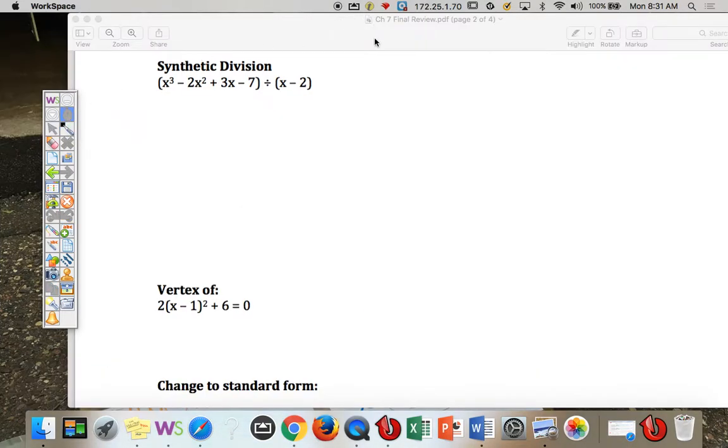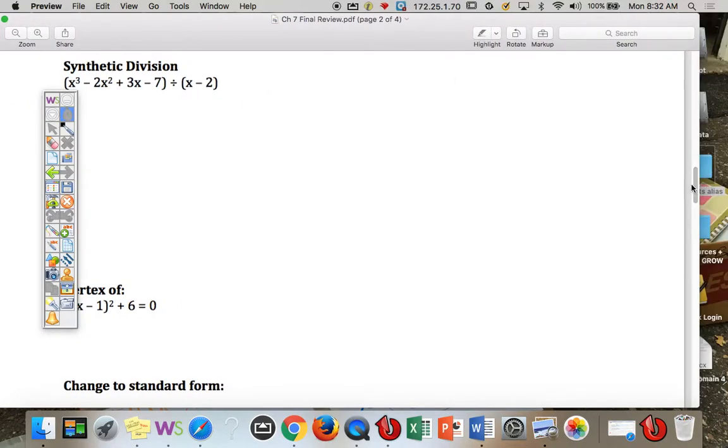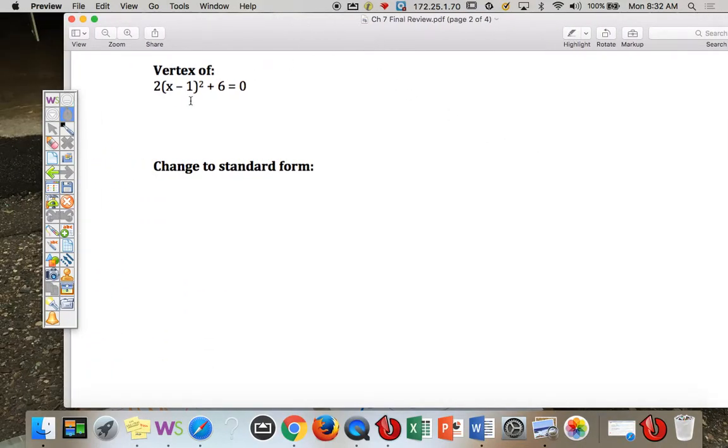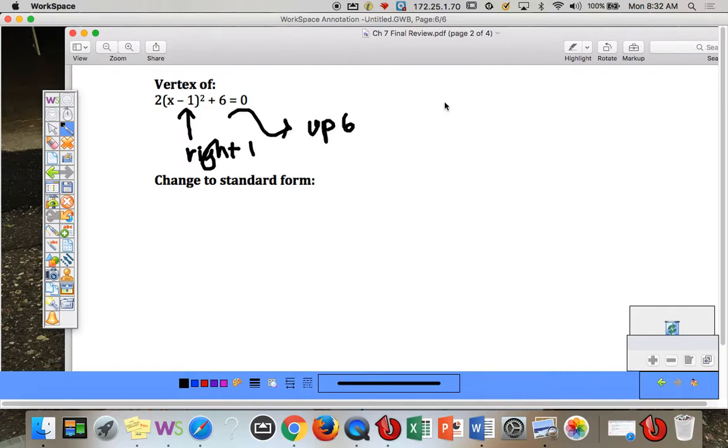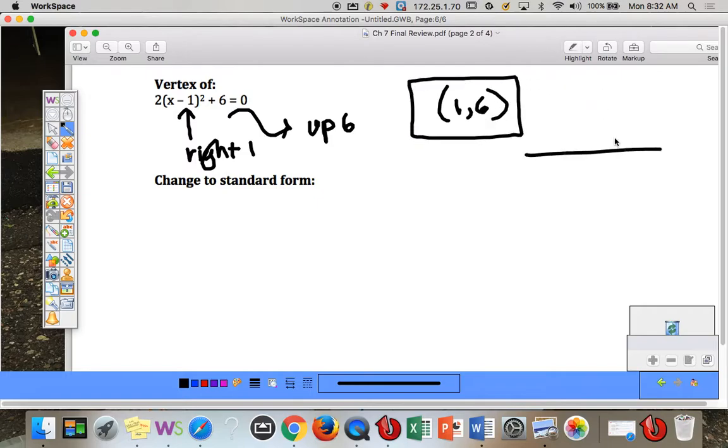We looked at finding the vertex of something in vertex form. You can graph it if you want, but think about how this graph shifts. This is left, right 1, and then it goes up 6, so the vertex is 1, 6. This is where your graph changes direction, so it might look something like this.